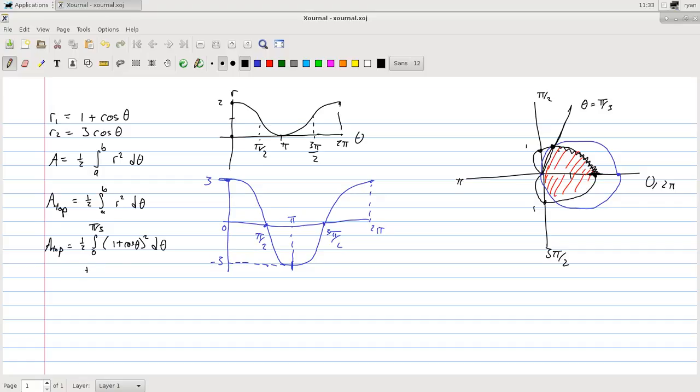plus this tiny wedge that's over on the left-hand side, which is the integral from pi over 3, where our intersection point was, until the blue curve ended, which was at pi over 2. And then what we're integrating there is the blue curve, 3 cosine theta squared d theta. Then we'll multiply this entire thing by 2, and that will give us the total area.